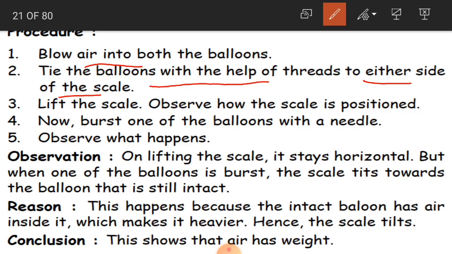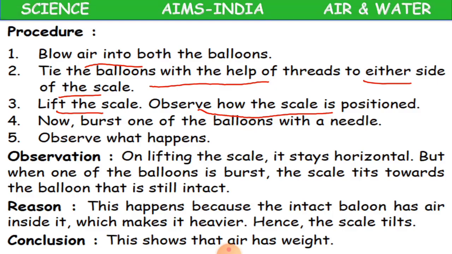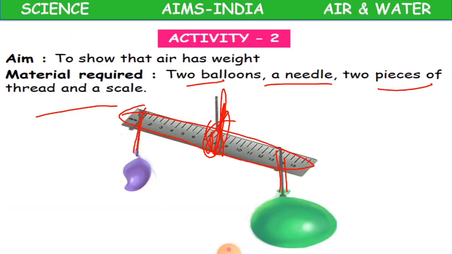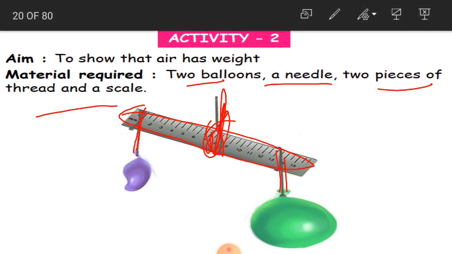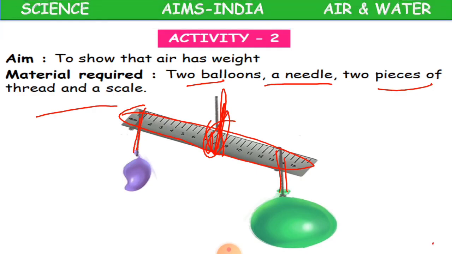Okay, now what we have to do? We have to lift the scale, and we have to observe how the scale is positioned. Now when you tie both the balloons, children, which are filled with air, and you lift the scale, first you observe the position of the scale, how it is. First you observe that.